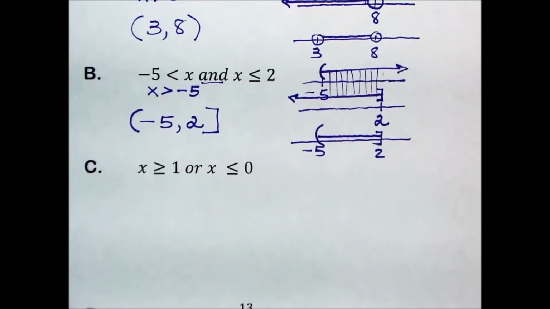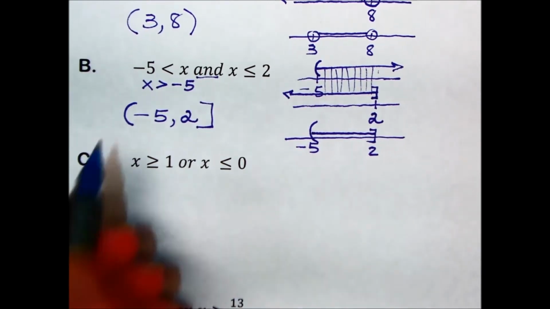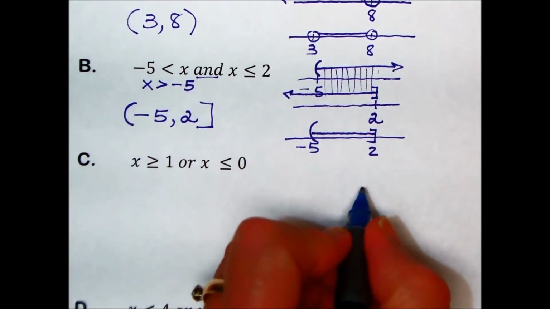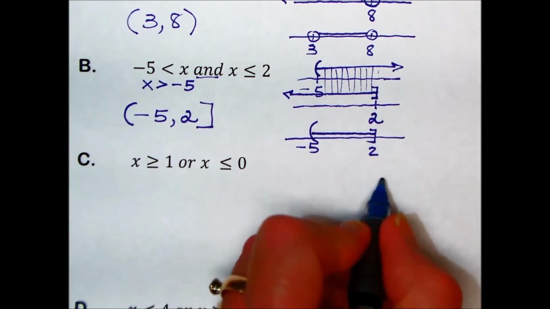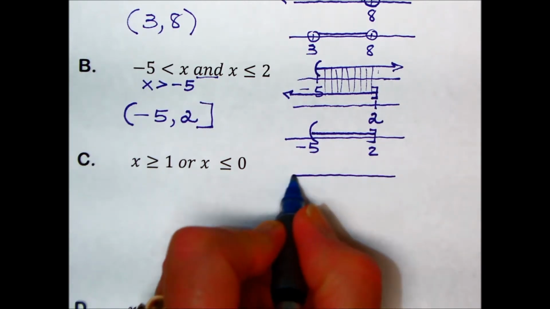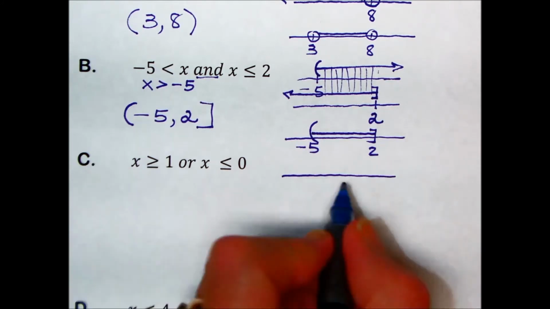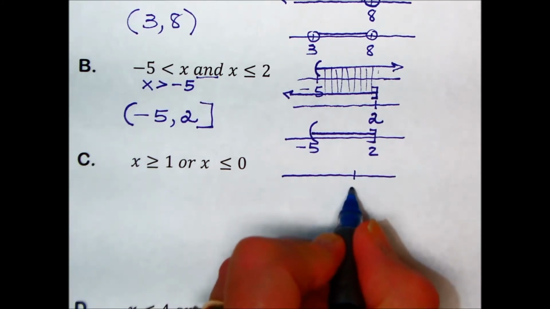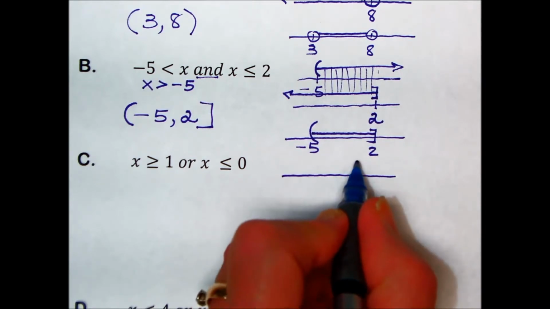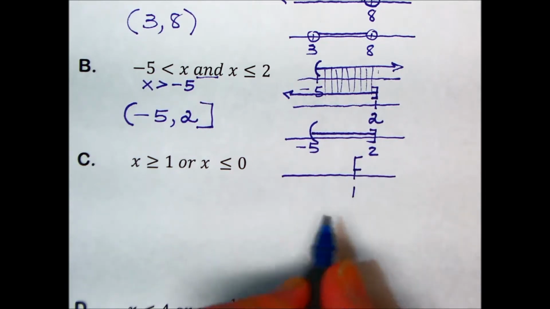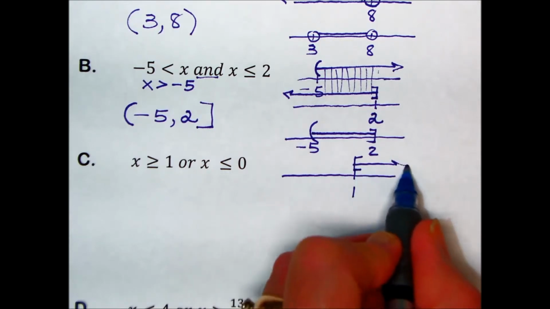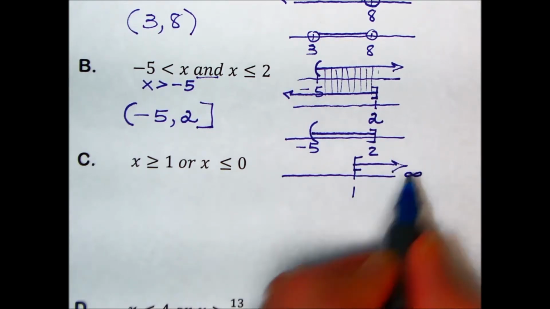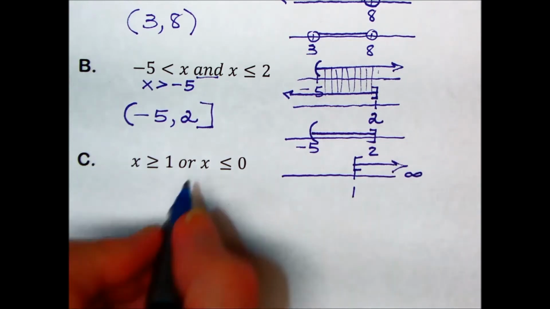In this next example, we have an or. Again, graphically, to help us see the union of these two sets, we will graph each one separately. x is greater than or equal to 1. So here's our 1, and again, it's your choice whether you use a bracket or use the solid point. x greater than 1 is going to continue off towards positive infinity.